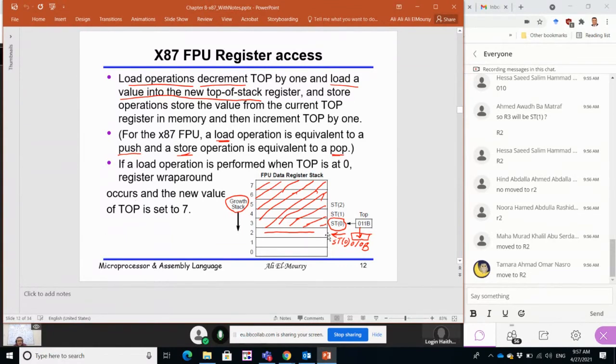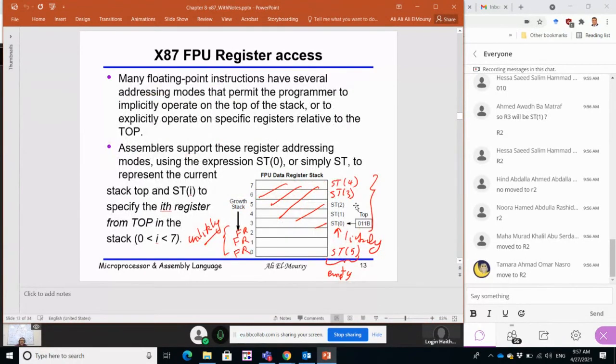So the 0 in ST0 is a relative location. 0, 1, 2, 3 are relative locations. Okay? And ST stands for stack top. Stack top.